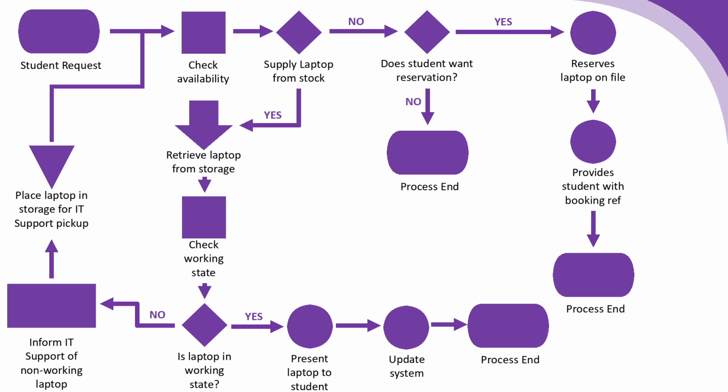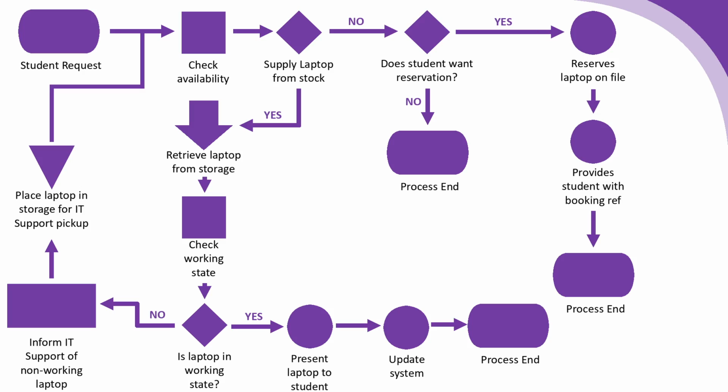So this is a relatively simple example of a service process map, but hopefully it makes the usage of the particular symbols and the mapping logic quite clear. So with a student request as a trigger, wanting to borrow a laptop, we have 3 potential endpoints for our process. Either we don't have a laptop to give out and the student just walks away, they don't want to make a reservation, or the student does want to make a reservation and they're provided with a booking reference, or we do have a laptop, it is working, and we provide it to the student so they actually walk away with the laptop itself. So a nice simple process map.